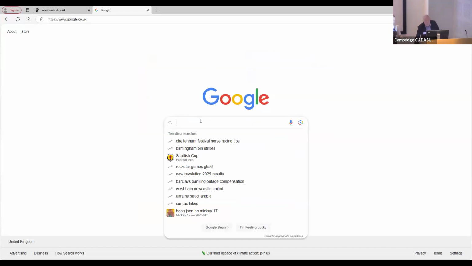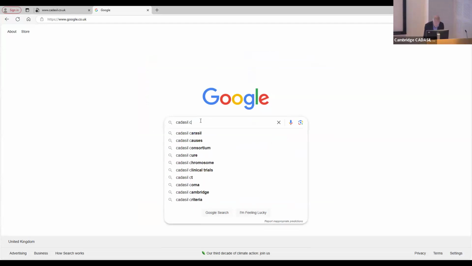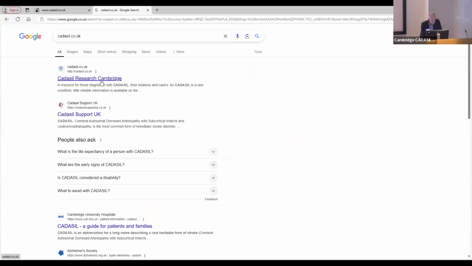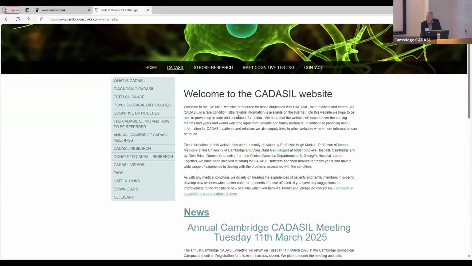Let's just go in there, and see if we can get it in. You can see the two most important sites at the top there. So here's the website. So just a few things.